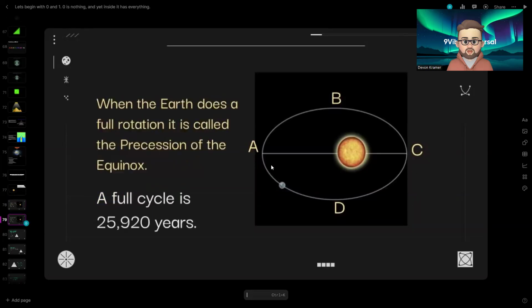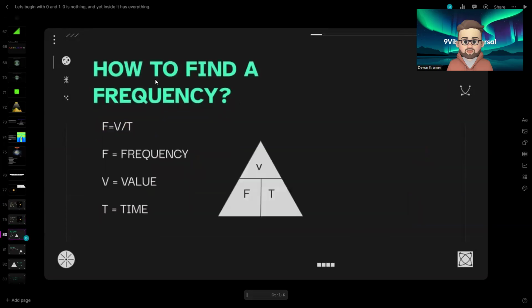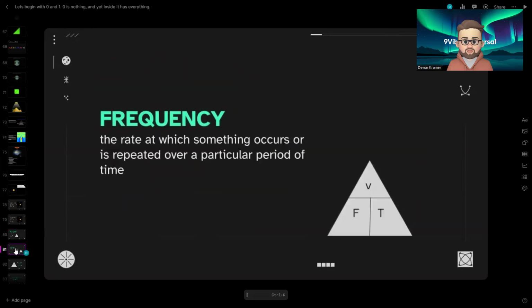Okay. The totality of the Earth traveling from A, B, C to D is 25,920 years. So when you're looking for a frequency, you have to take frequency equals value over time. Okay, so if you just do a triangle, you got value, frequency, and time. So what we're going to do is apply this information. We know that a frequency is the rate at which something occurs or is repeated. Okay, so don't pay attention to the second, pay attention to the cycle.